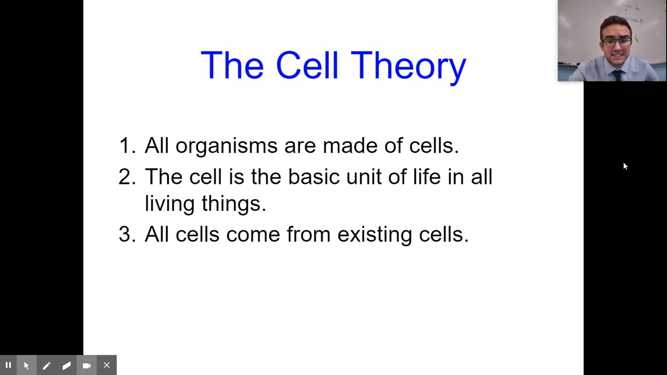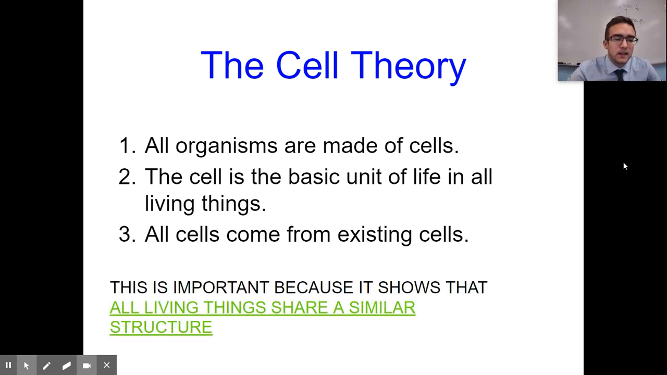And then, all cells come from pre-existing cells. We'll cover the cell cycle, how cells grow and multiply, later. But those are the three tenets of the cell theory. All organisms are made of cells. The cell is the basic unit of life in all living things. And all cells come from pre-existing cells.